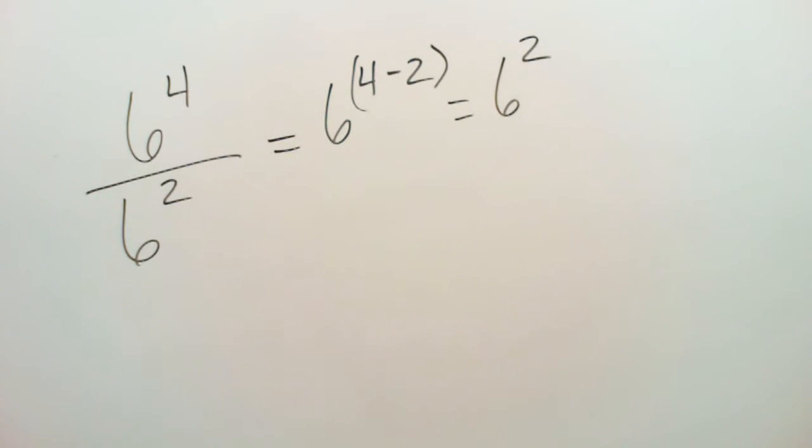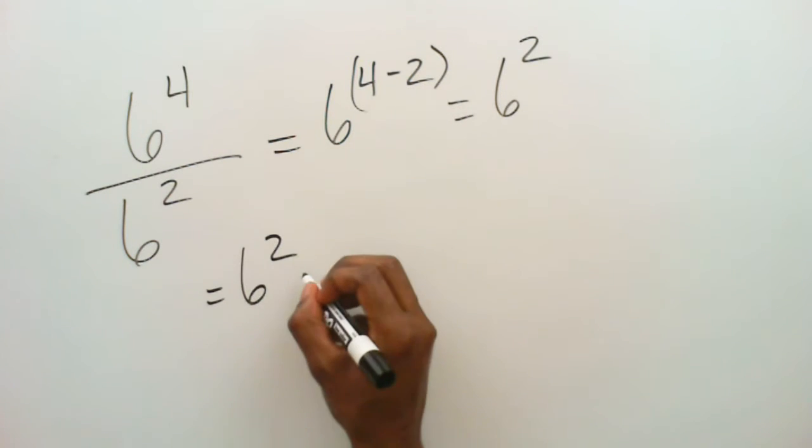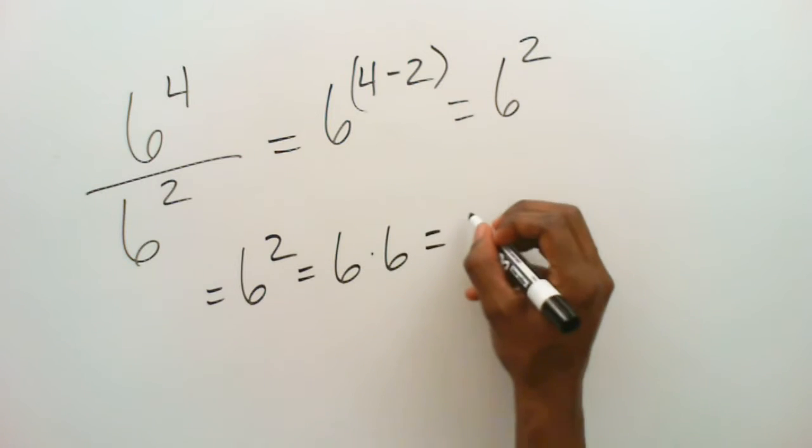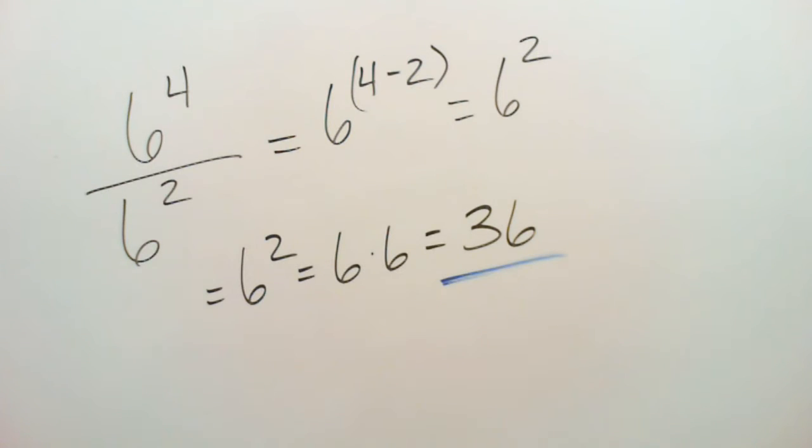After applying the quotient rule, we are left with 6 to the second power. At this point, we can raise 6 to the second power. Doing so, we get 36 as the answer.